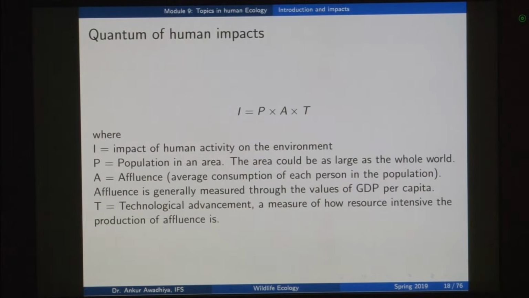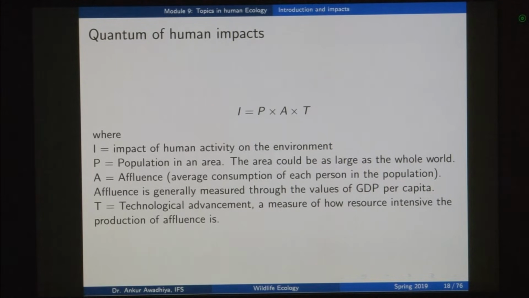So, talking about the impacts, we can quantify the impacts using this equation. This is an empirical equation which says that the amount of impact of human activity on the environment is given by the population in that area, and when we talk about an area, this area could be as large as the world in total. So, for instance, for cases like climate change or global warming, this area would include the whole of the world. So, we will consider all the human beings that are there on this planet.